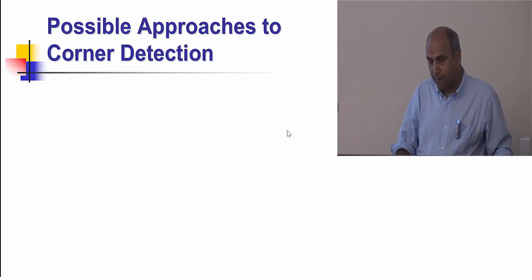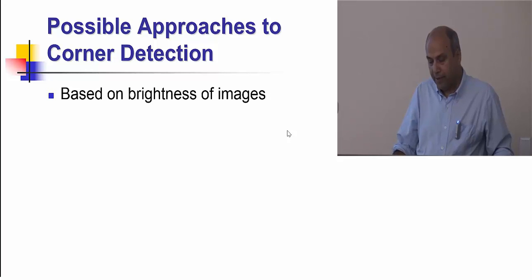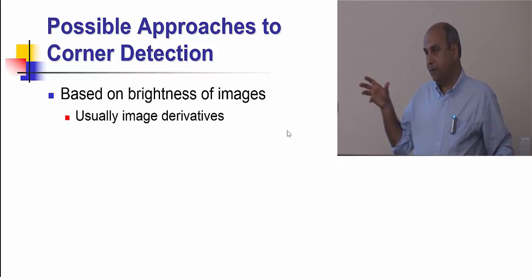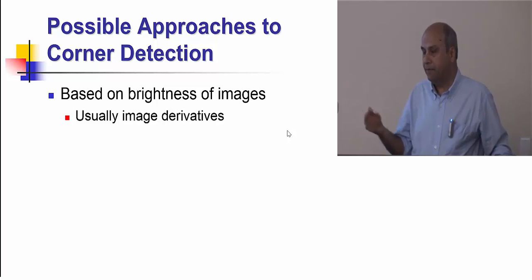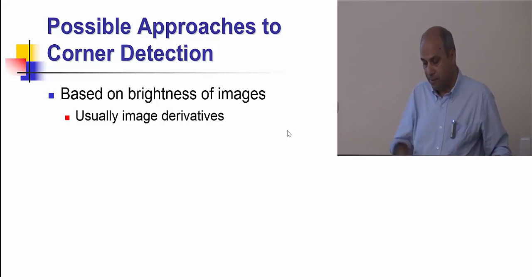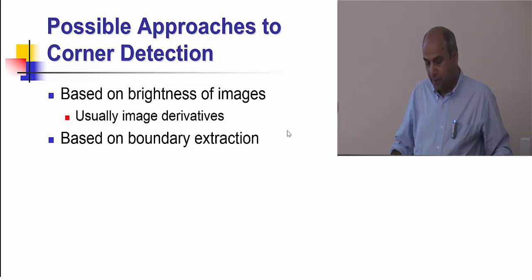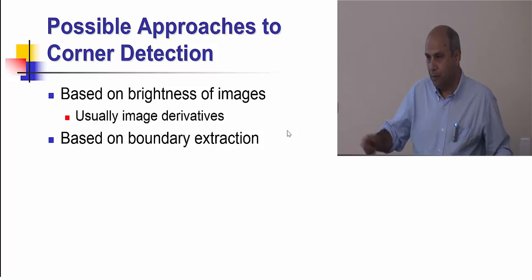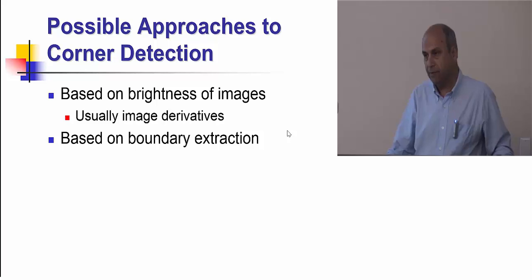So there can be different possible approaches. We can just look at the brightness of the image, the intensity, and that's what we are going to use. And that's how the Harris corner detector or Harris interest point detector works. It looks at the image derivatives. Again, you will see another application of the derivative or differentiation of an image. Another way would be that you actually find the edges, you find the lines, and you look at the change in the direction of the tangent.